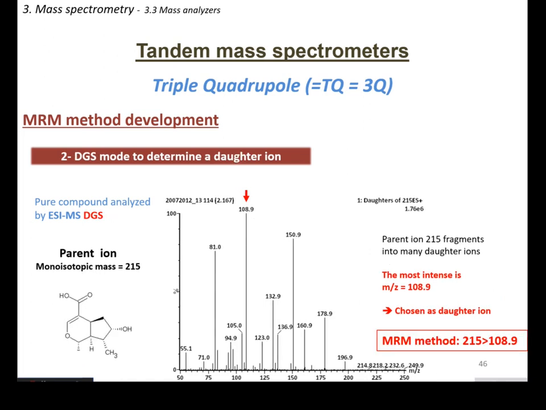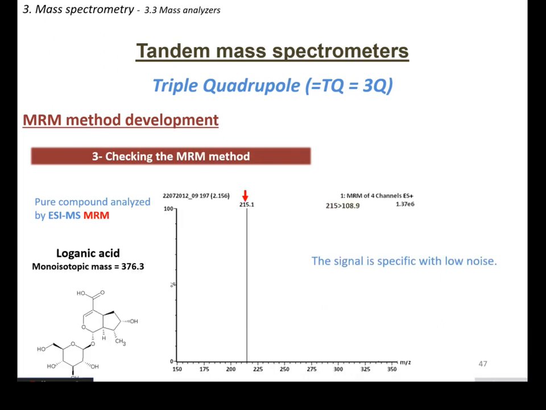And now you will make a daughter scan to see all the fragments of this parent ion 215. And you will select the most abundant fragment, the most abundant daughter ion, 108.9. And so you have developed your MRM method. It is the parent ion 215 giving the daughter ion 108.9. Now you can make an MRM analysis of this compound, and this is what you get. You will get a single bar because you only see this particular signal. 215 gives 108.9.